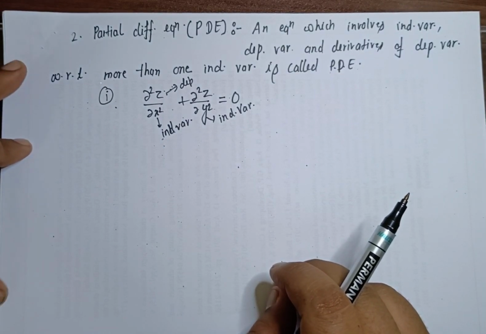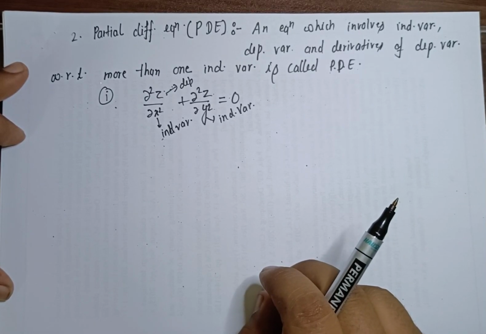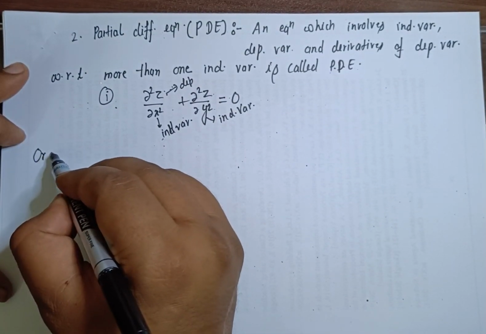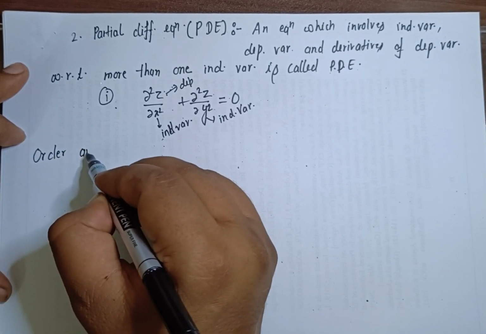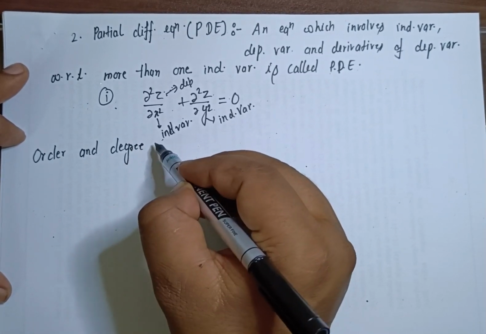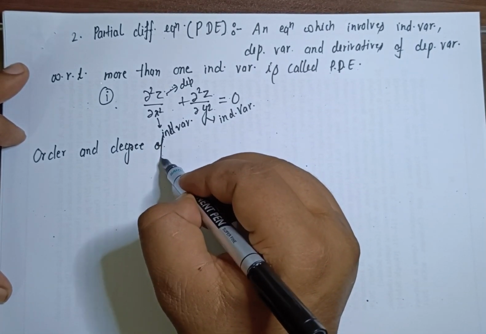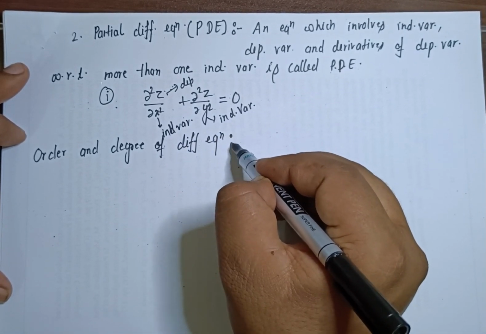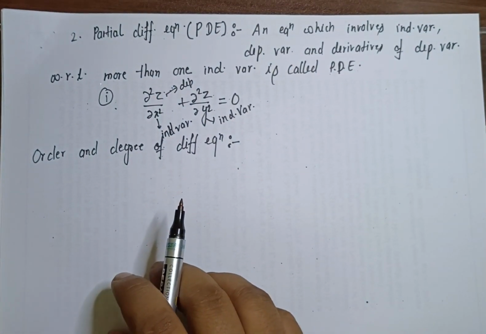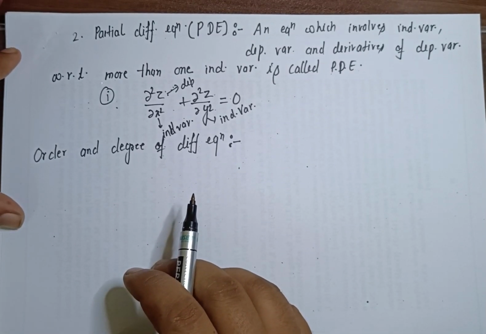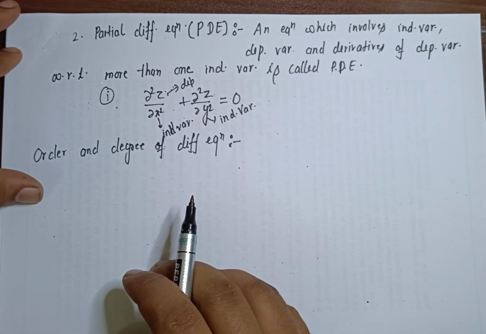Now we talk about the order and degree of the differential equation. So what do you mean by the order? The order of a differential equation is the order of the highest differential coefficient present in the equation.